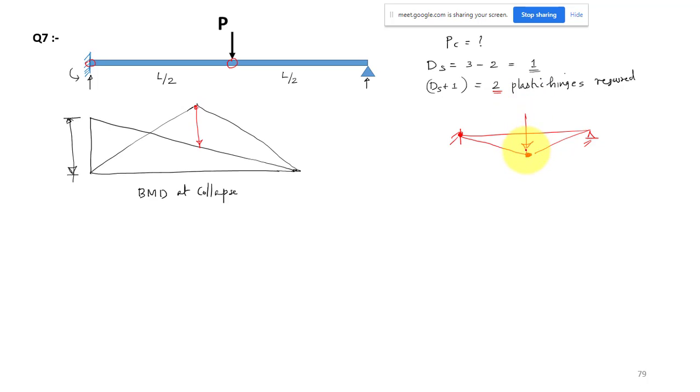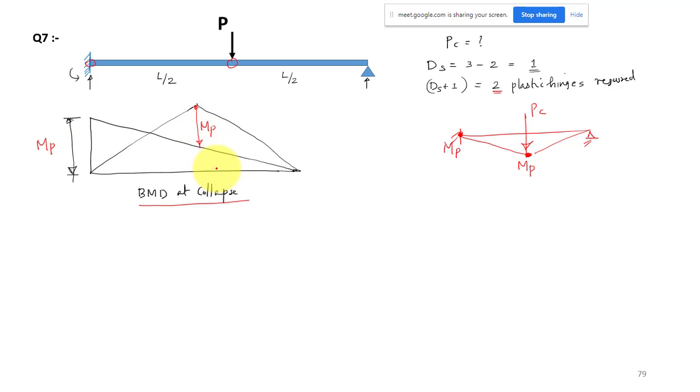This is your collapse load PC. So at this location your moment will be MP, and at this location also your bending moment will be MP. That is your limiting value, the plastic moment capacity of your beam section. So your bending moment at the collapse stage at this point will be equal to MP, and this one also will be equal to MP.